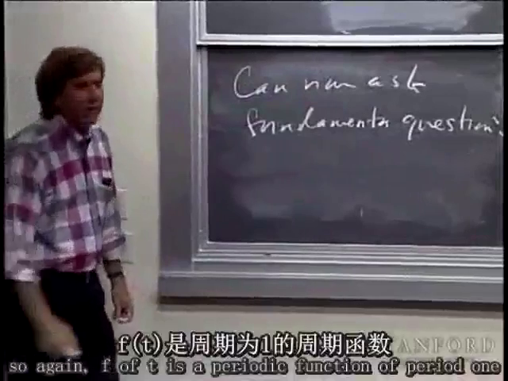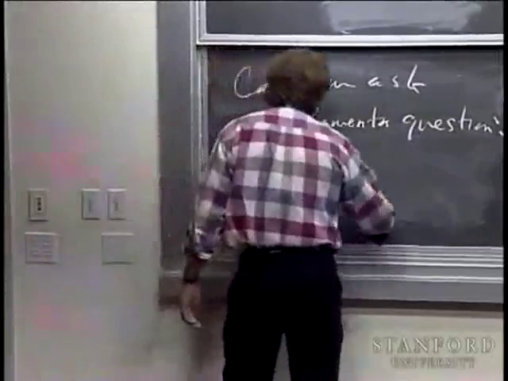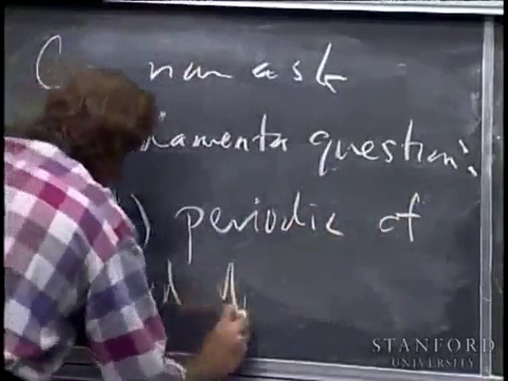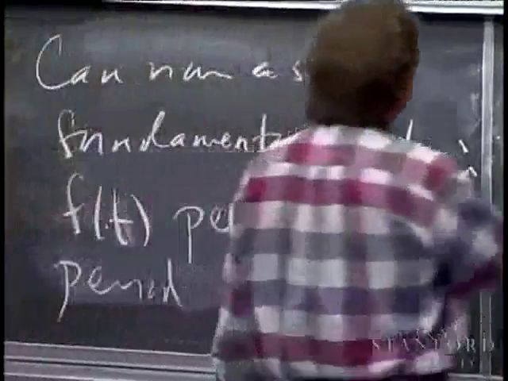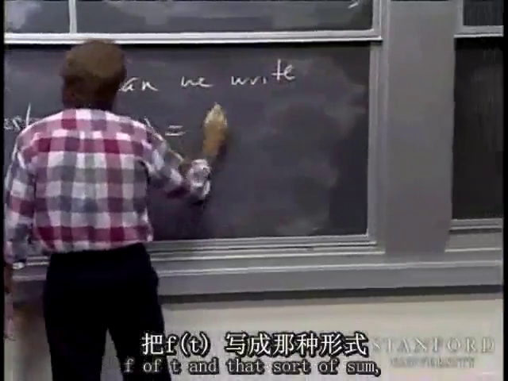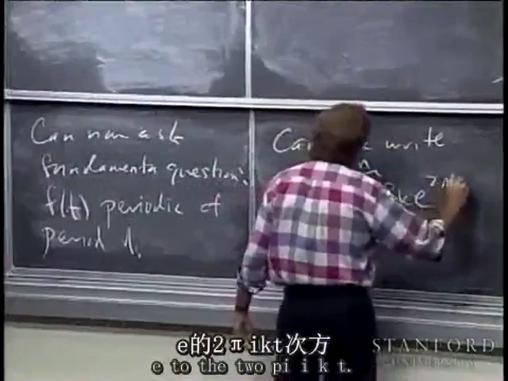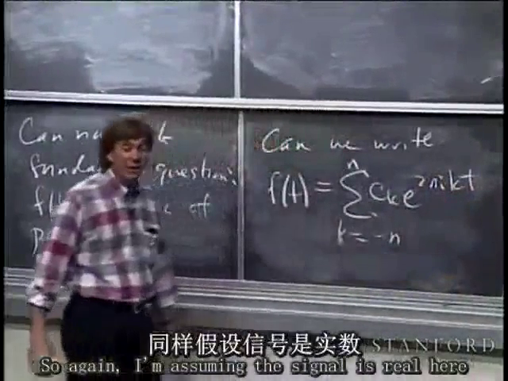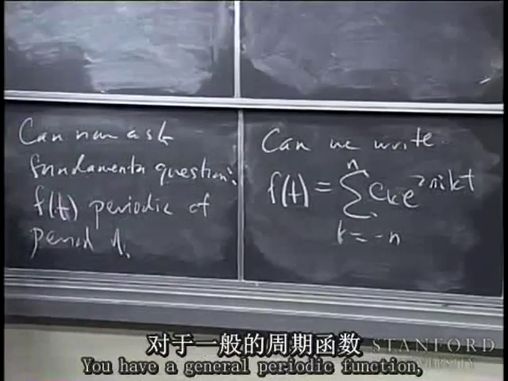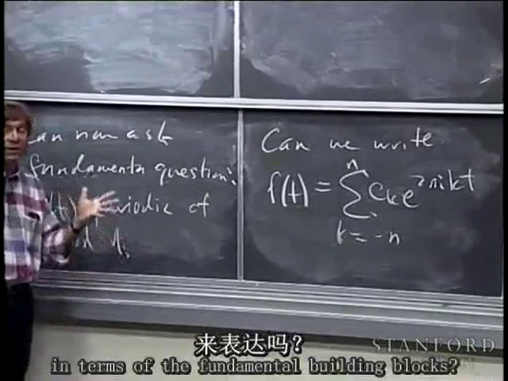The fundamental question, so again, f of t is a periodic function of period 1. All right? Can we write f of t as that sort of sum, k going from minus n to n of c sub k e to the 2 pi i kt. So again, I'm assuming the signal is real here, so the coefficients satisfy the symmetry relation. Just keep your eye on the ball here. The fundamental question is this. You have a general periodic function. Can you write it as a trigonometric sum? Can you express it in terms of sines and cosines? Can you express it in terms of the fundamental building blocks?